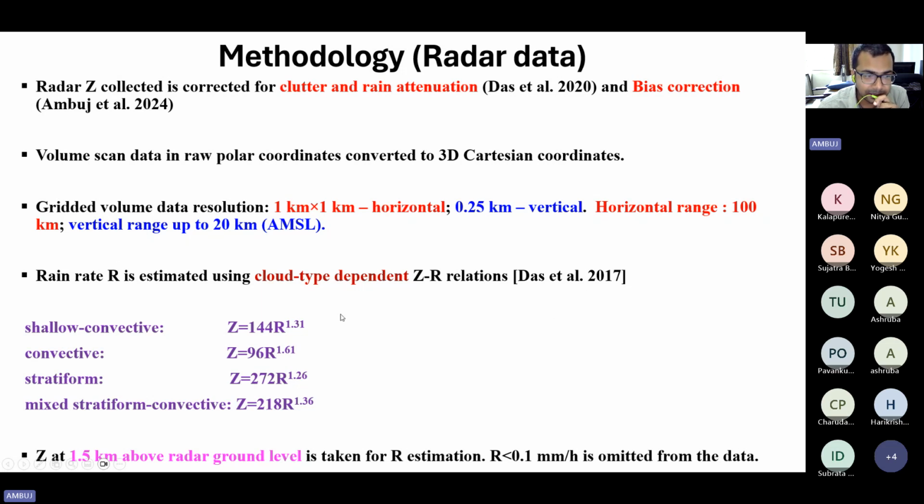2017. They categorized the cloud types occurring over the Mahabaleshwar region into 4 different types: shallow convective, convective, stratiform, and mixed stratiform convective, and they gave these 4 different types of relationships. So we used these 4 different ZR relationships, and we estimated R at each grid point, and we took radar reflectivity Z at 1.5 kilometer above ground level for R estimation. We took care to remove R less than 0.1 mm per hour from the data, considering it as noise.